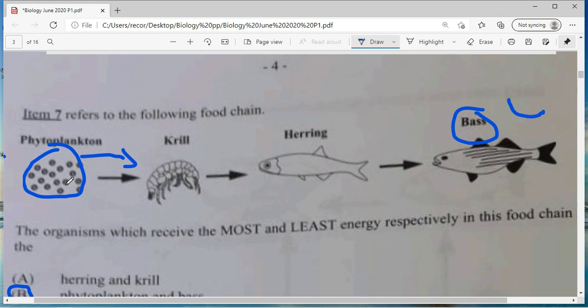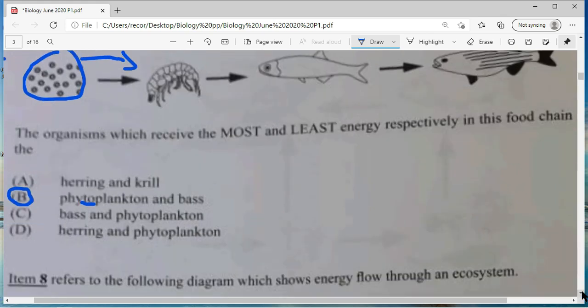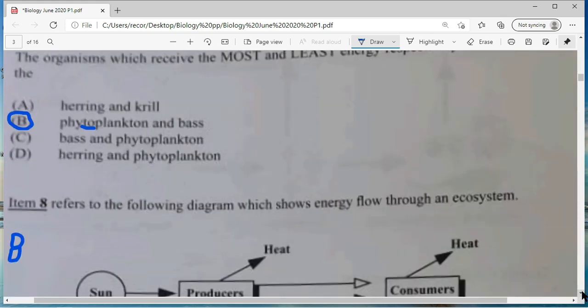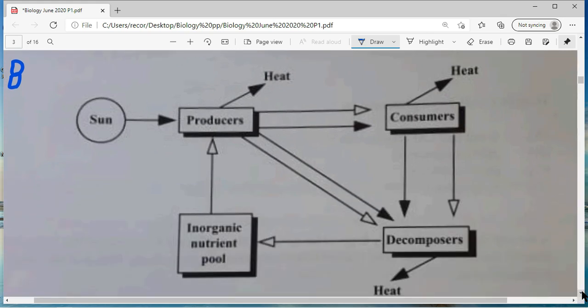The producer is usually receiving most of the energy, and it comes pretty much from the sun. However, as you move across the food chain, we are losing energy to excretion and respiration. About 10% of the energy is being lost to a successive trophic level. So the boss there is going to be receiving least energy, and of course, most is going to be the phytoplankton. So the B there is going to be our answer.